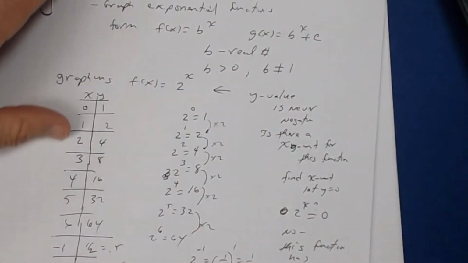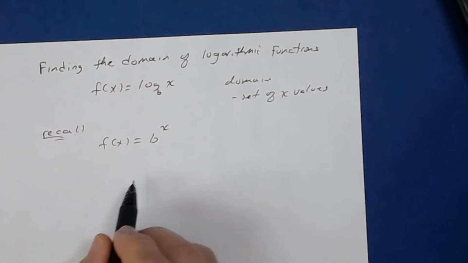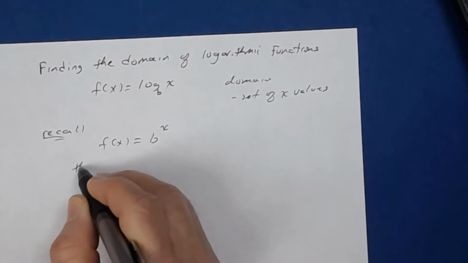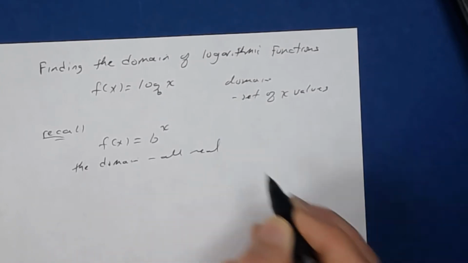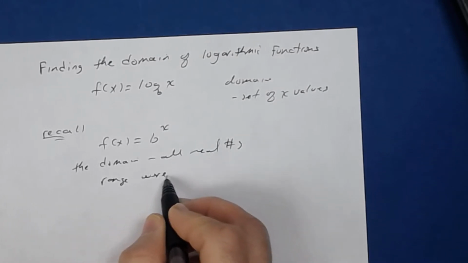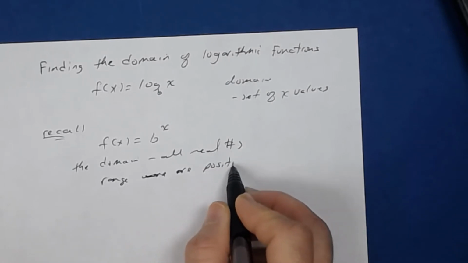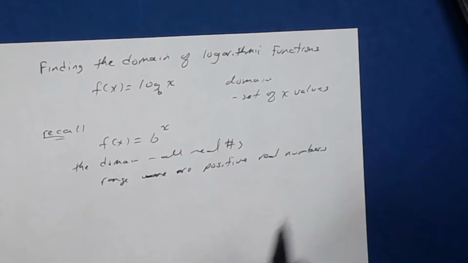So what I want you to notice here is this. When we talked about graphing this exponential, where the horizontal asymptote was the x-axis, the domain was all real numbers, but the range was just positive numbers. The range was positive real numbers. Okay, well, let's talk about this.